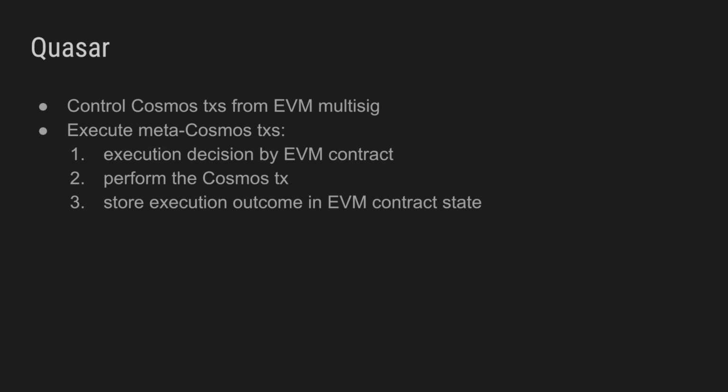Today you have seen that you can send Cosmos transactions from an EVM smart contract of any type, including a multisig, and execute a Cosmos transaction. The execution decision is implemented by the EVM contract, and the Cosmos transaction is performed, and the execution outcome is returned and can be stored in the EVM contract state.